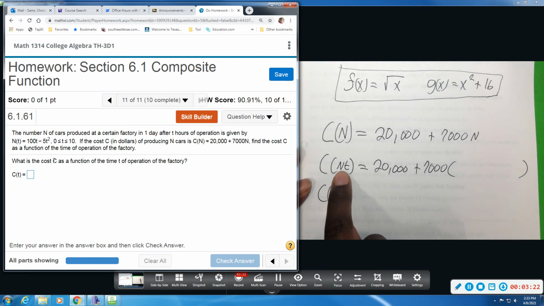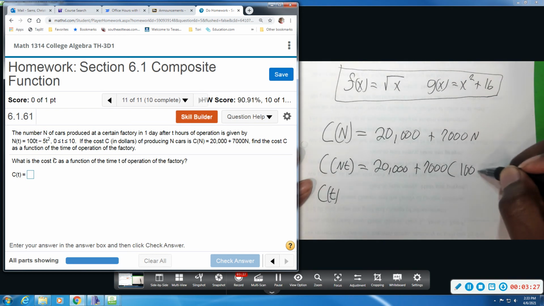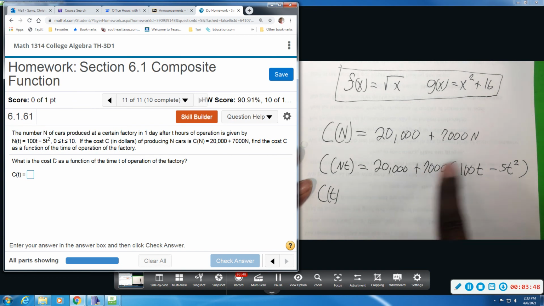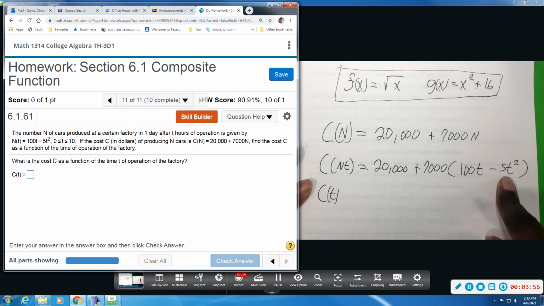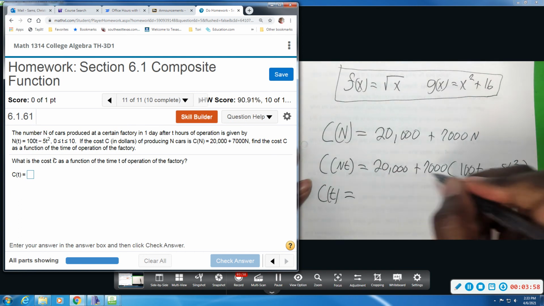So n of t, the function of time, will be 100t minus 5t squared. Okay. And then they give you restrictions saying that 0 is less than t, which is less than 10, meaning you can't work more than 10 hours in a day. So based on this, we would just need to distribute the 7,000 to the 100t and to the 5t squared, and we'll come up with the C of t equation. So this is in terms of t.